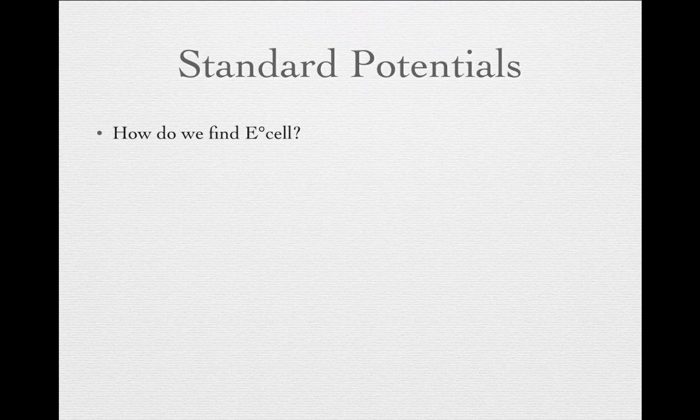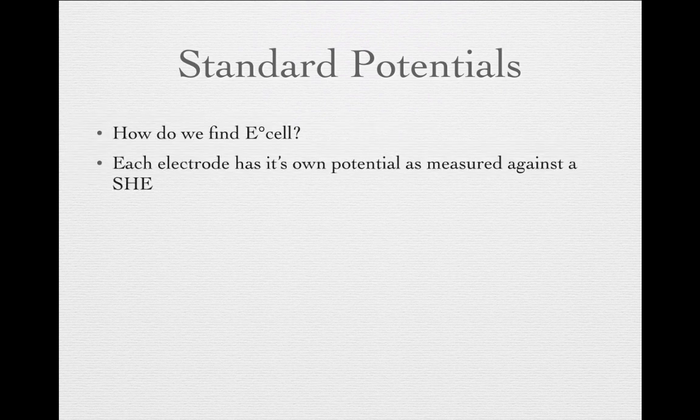Well, if we look at each of our half cells, what we'd see is that each electrode and its half cell has its own potential as measured against a standard hydrogen electrode. Now we have to set something as 0 so that we can compare each half cell's potential against something else. And so we compare it against a standard hydrogen electrode, and we set that at 0 volts.